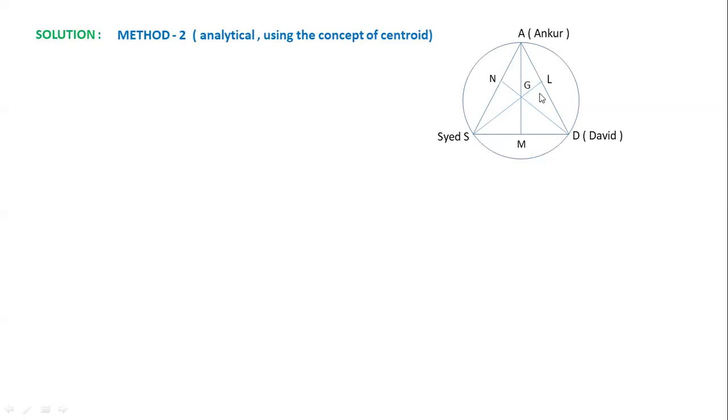Clear? So there's one property of the centroid: the centroid point G divides the median in the ratio 2:1. If this is 1, this will be 2. Okay, that is a thing. Now let us see.